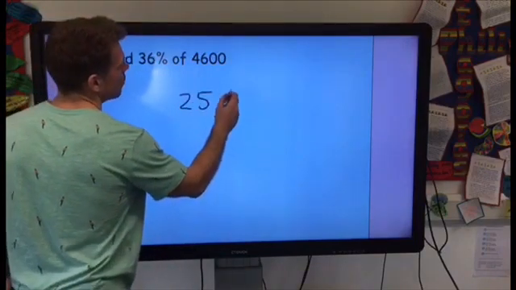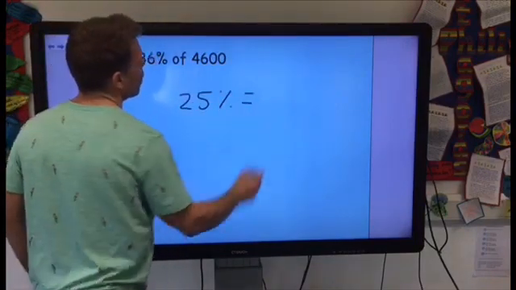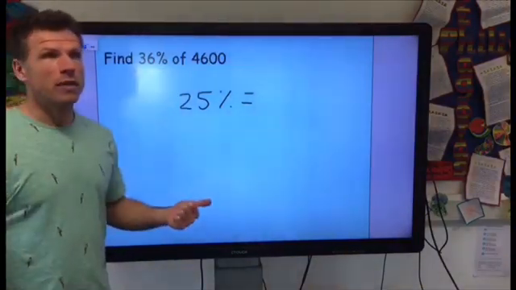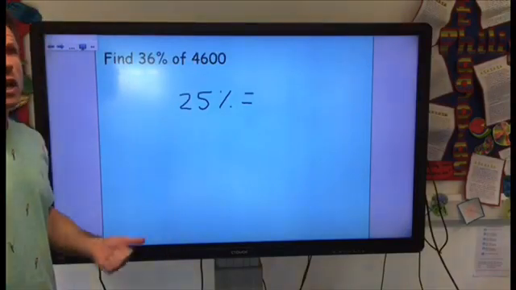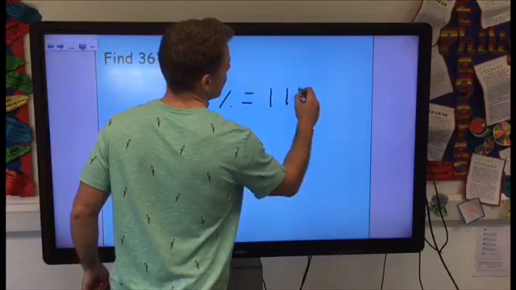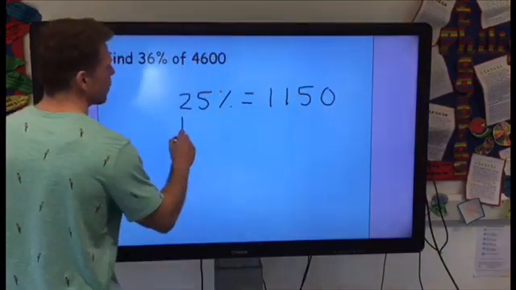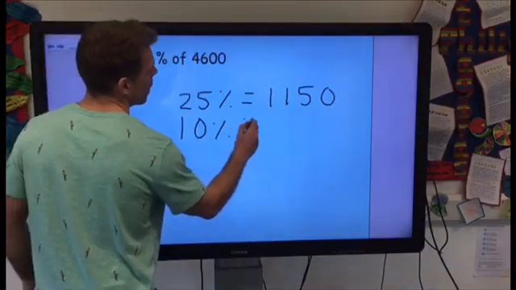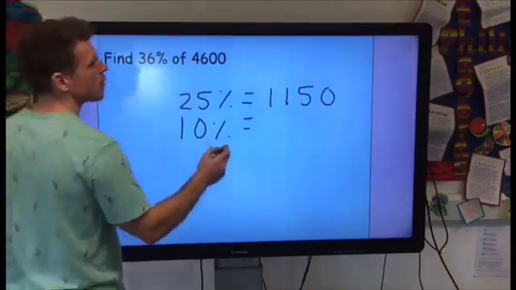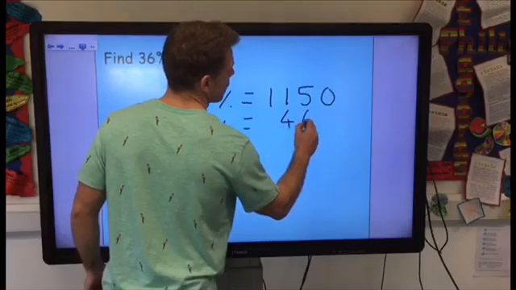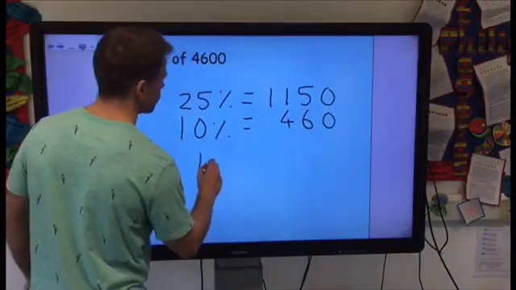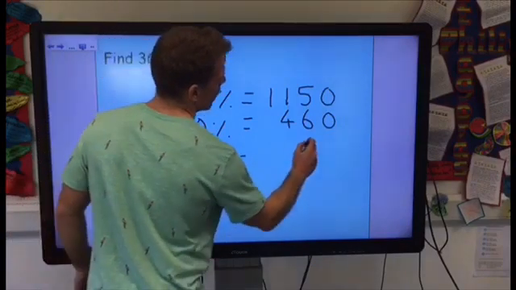Just to recall, to find 25% is the same as finding a quarter, so you half it and half again. So half of 4,600 is 2,300, half of 2,300 is 1,150. Okay, I'm now going to find 10%. So 10%, 4,600 divided by 10 is 460. And I'm now going to find 1%, which you should work out is 46.